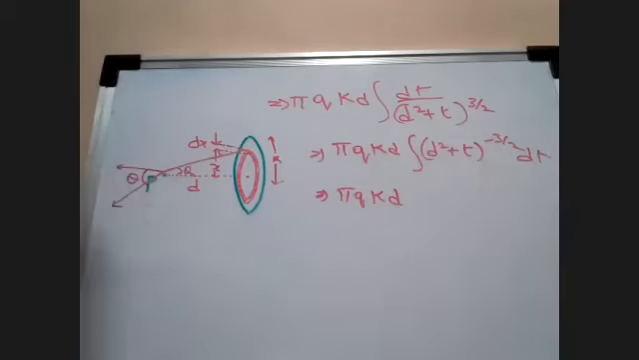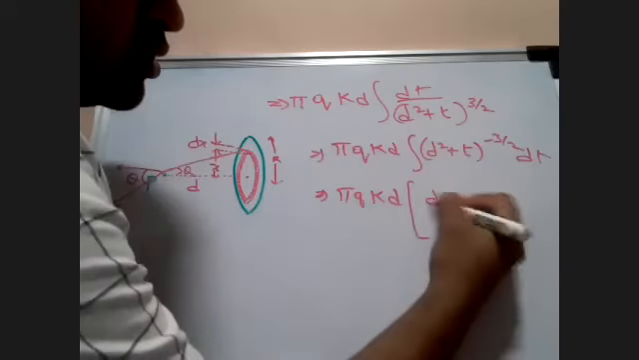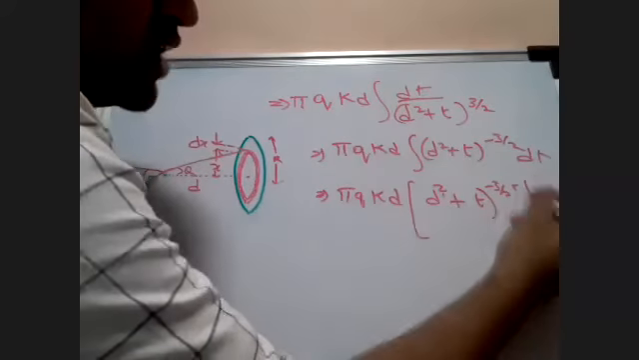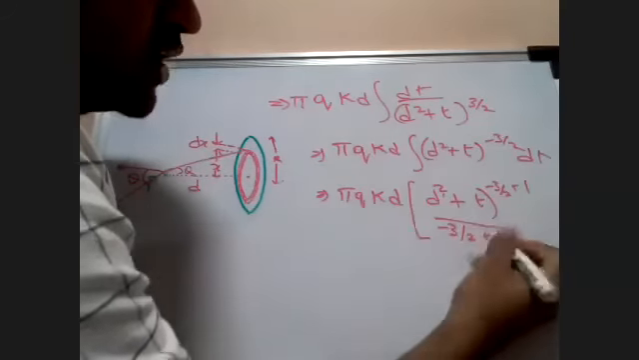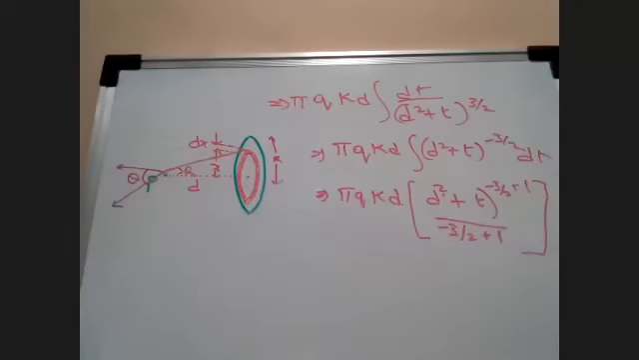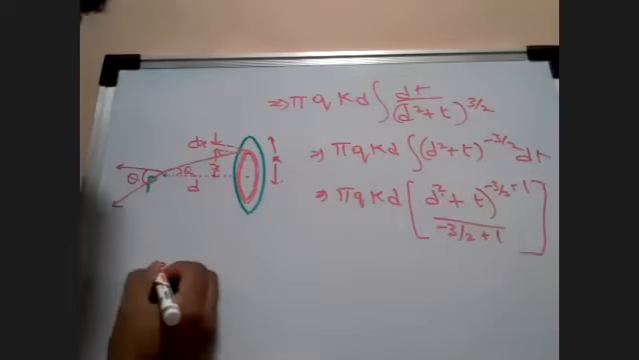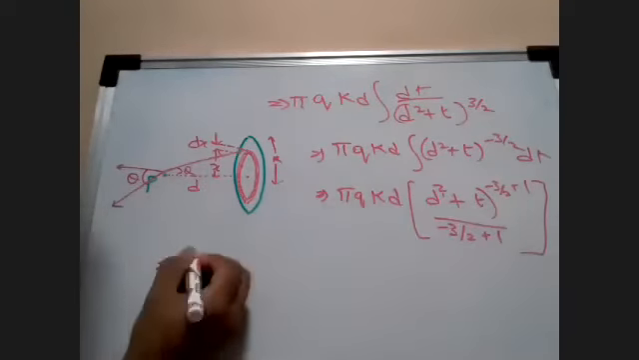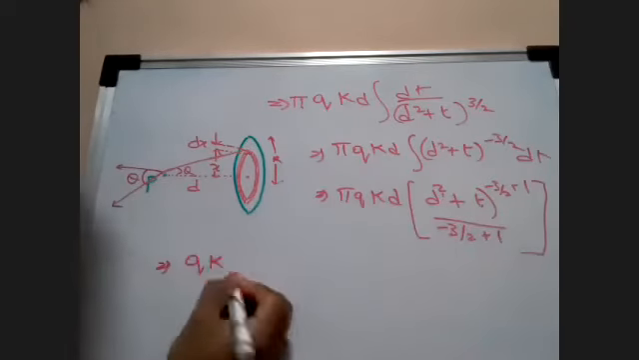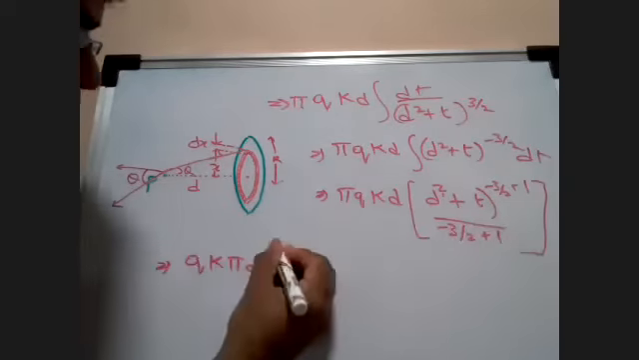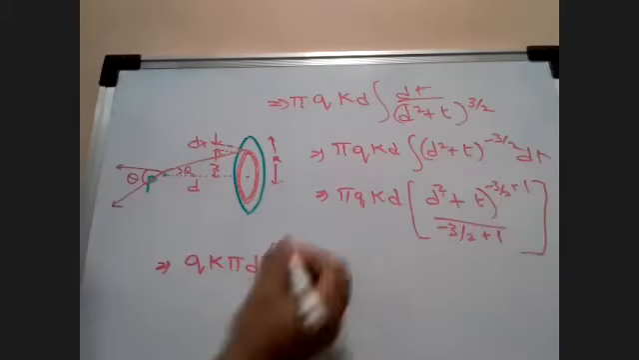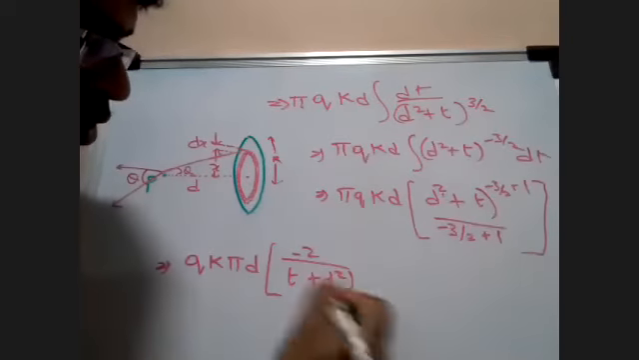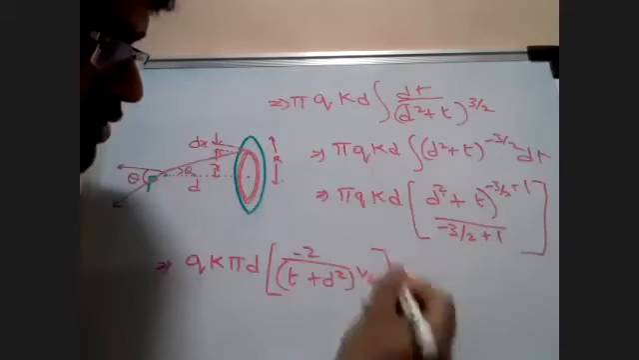What is the integration of this? You will get d square plus t raised to minus 3 by 2 plus 1 upon minus 3 by 2 plus 1. What will you get? Are you all solving? Okay, if you directly do it, you'll get qk pi d into minus 2 upon t plus d square raised to 1 by 2. Am I right?